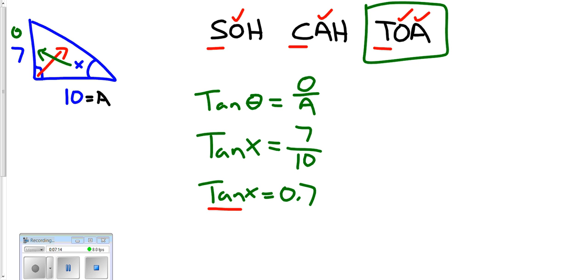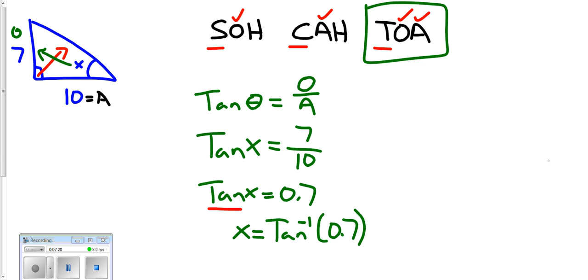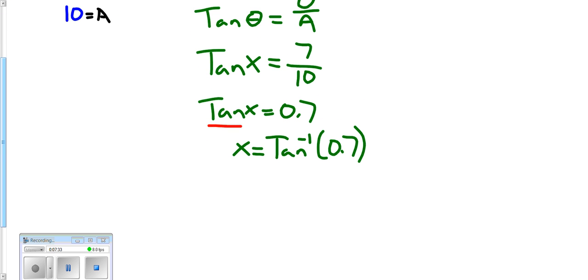And now I want to get that x all by itself, so I've got to deal with that tan. And the way to get rid of tan is to use the inverse. So we're going to do tan negative 1 of 0.7. So in my calculator, what I need to do is I put in shift tan to get the tan inverse sign, and then 0.7, and then I hit equal, and then that gives me approximately 39 degrees.